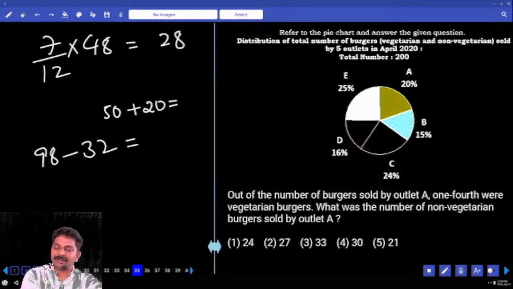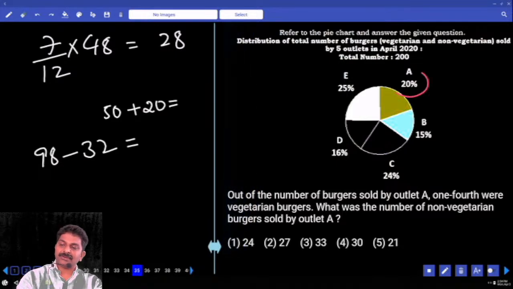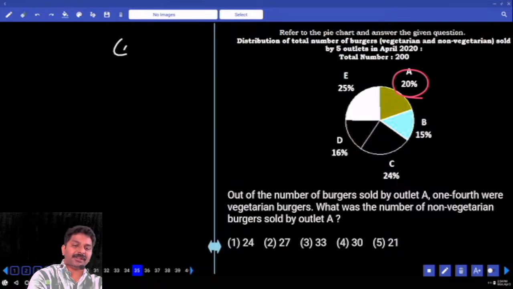Out of number of burgers sold by outlet A, 1/4 were vegetarian burgers. Number of non-veg are? So 20%, which is 40. If 25%, which is 1/4, are veg, the remaining are 3/4 non-veg, 30.